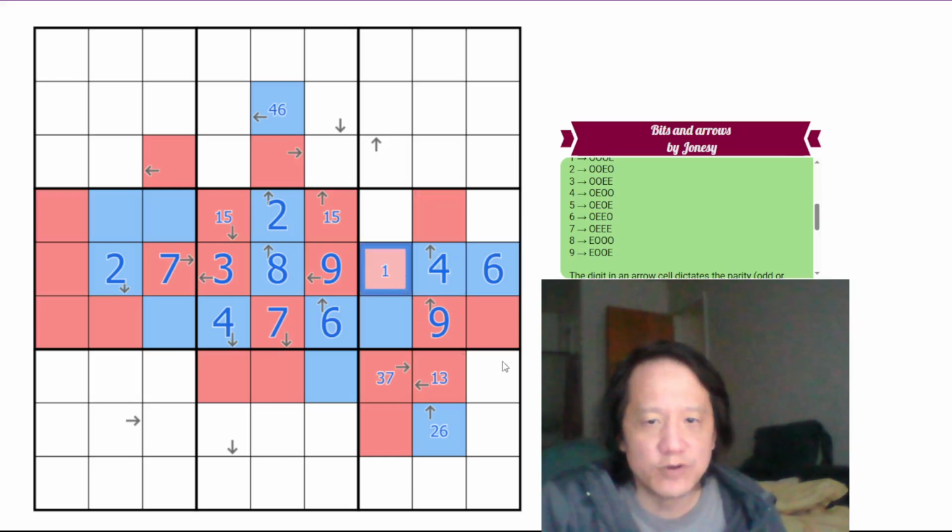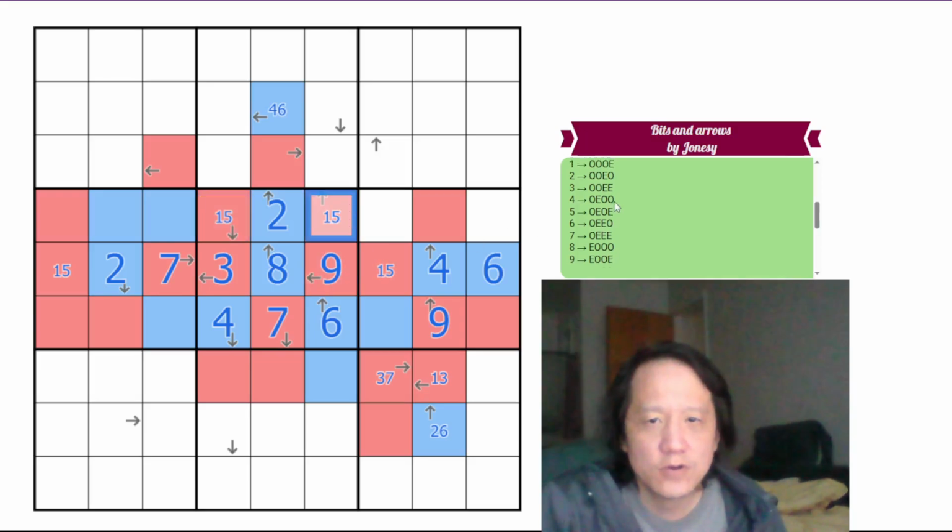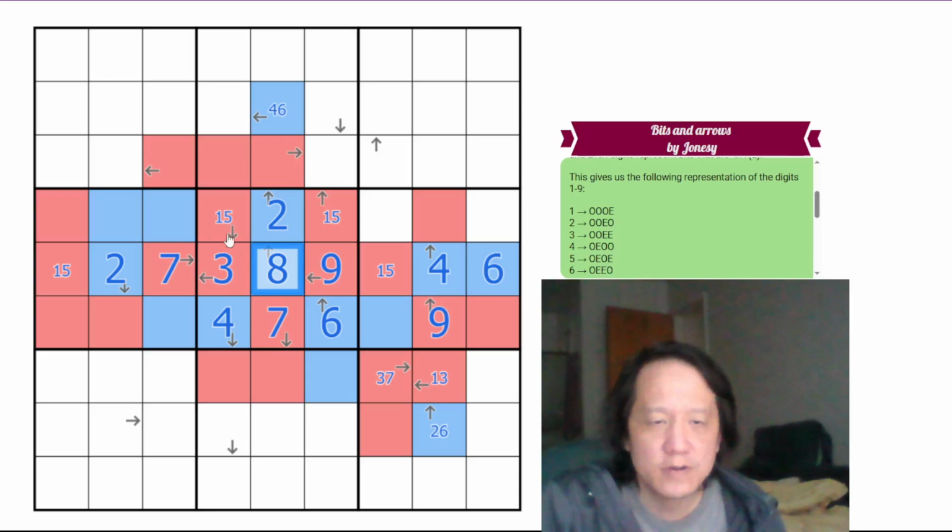That just leaves a 1-5 pair in row 5. Okay, 1 or 5. So 1 is odd, odd, odd, even. This cannot be 1 here, right? That would be odd, even, odd, even. So this is 5. And that's 1, so this is odd, odd, odd, even.